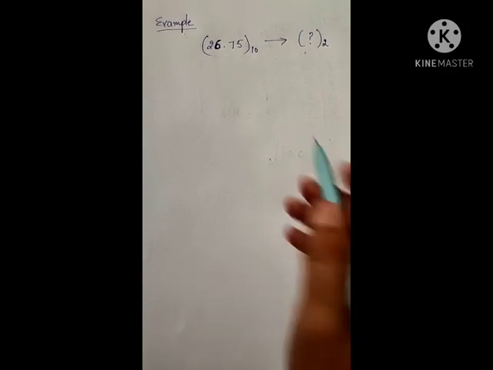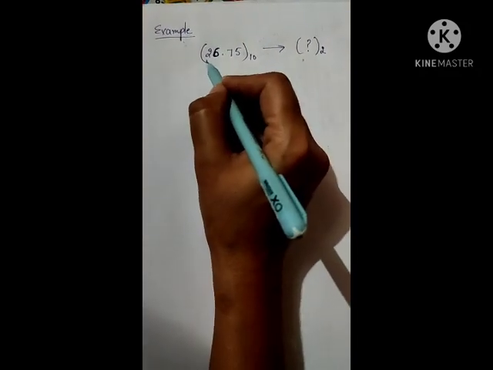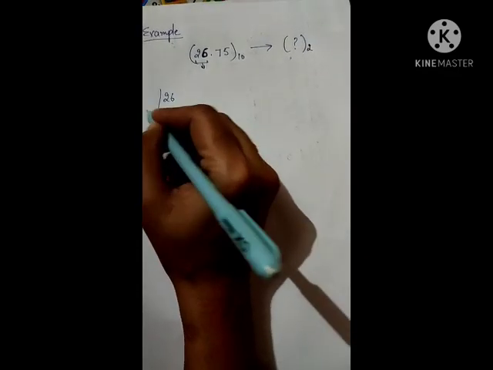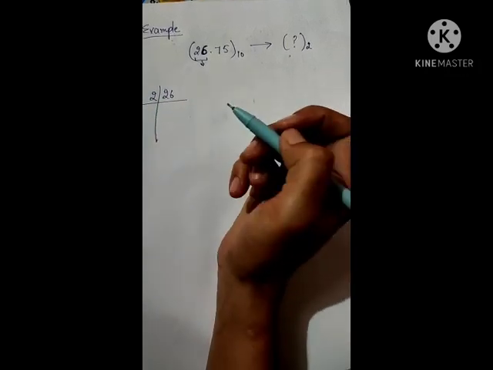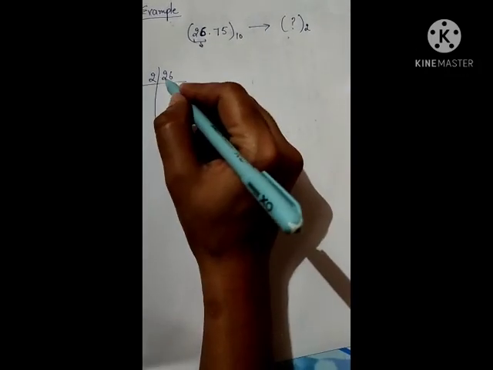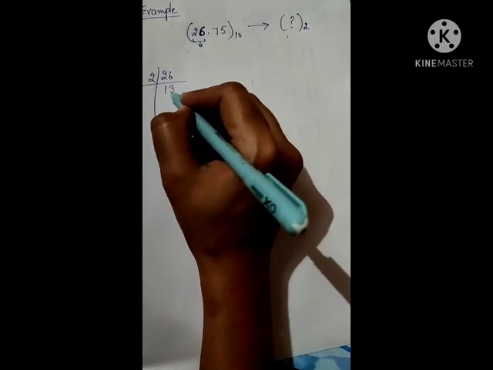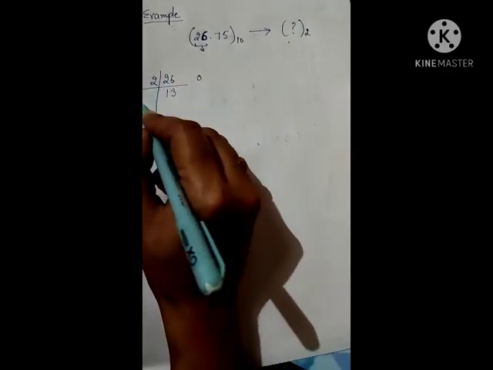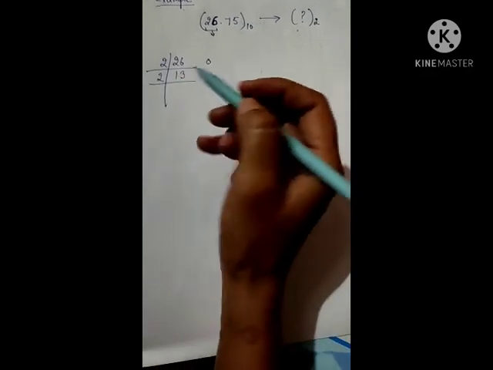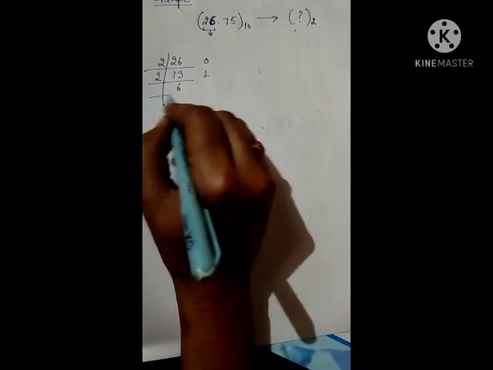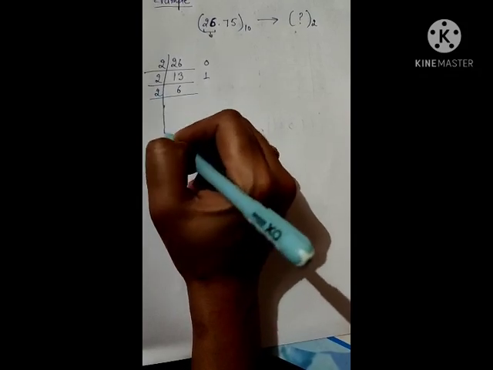So how can we do it? Firstly, we solve the integral part of the decimal number by the same method that we have done. Divide 26 by 2 and write the remainder here. 13 2s are 26, so the remainder is 0. Again divide the 13. 6 2s are 12. Remainder is 1. Again we divide the number by 2.